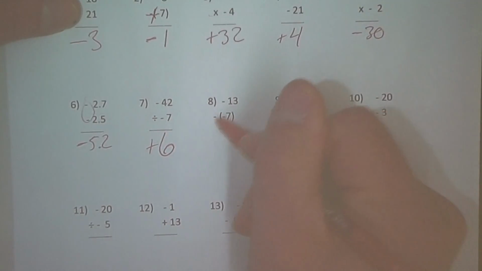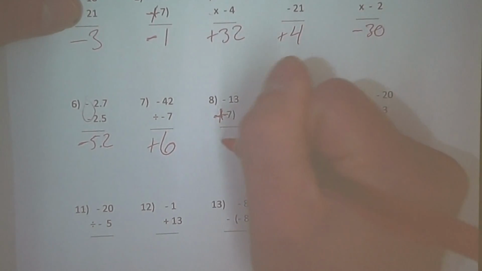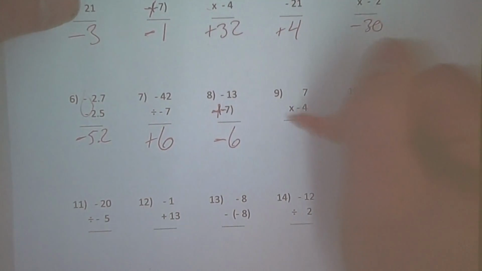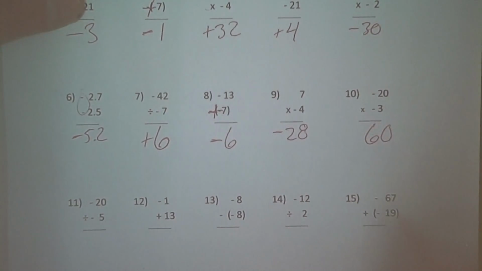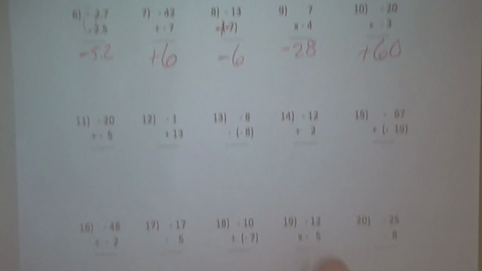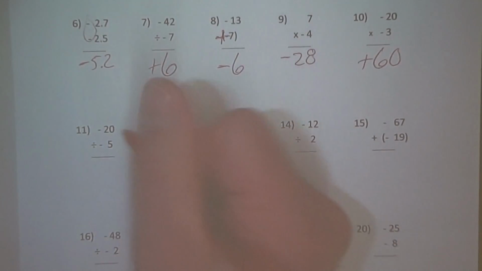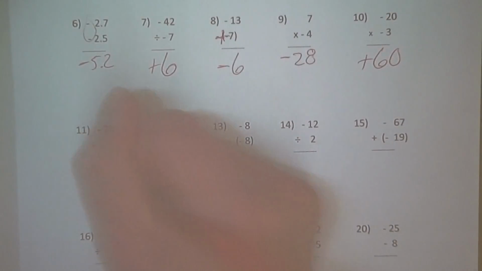Negative 13 minus a negative 7. Step 3 has you add them. Negative 13 plus 7, you subtract to get 6, and that is a negative. 7 times 4 is 28. Positive times a negative is a negative. 20 times 3 is 60. Negative times a negative is a positive. Moving up. 20 divided by 5 is 4. Negative divided by a negative is a positive.